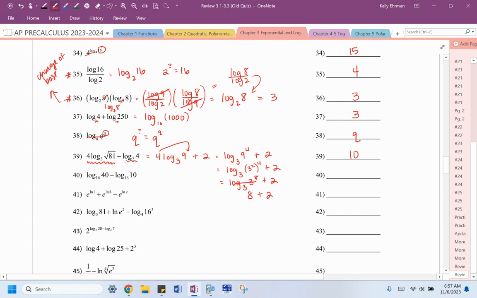Right, if I take a look at 40, I'm going to switch colors so my work doesn't mix together. I can't simplify these individually. 16 to a power is not a nice answer for 40 or 10. But I can condense this. Log base 16 of 40 divided by 10. So log base 16 of 4. 16 to what power is 4? 1/2.